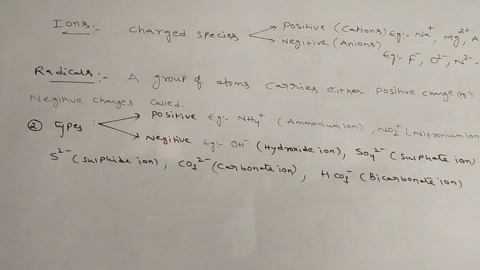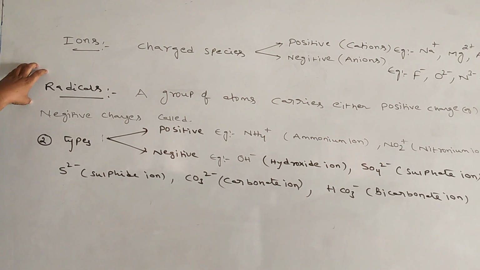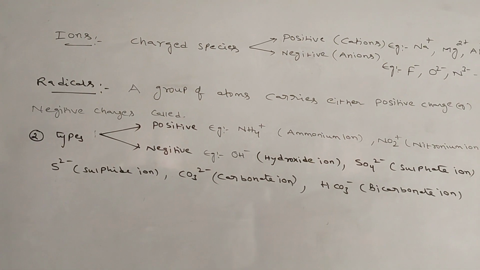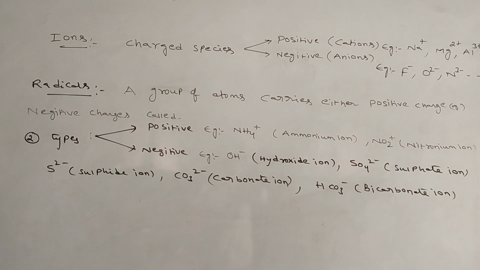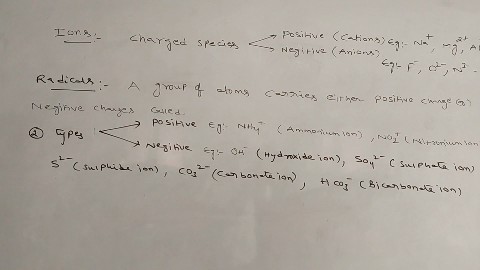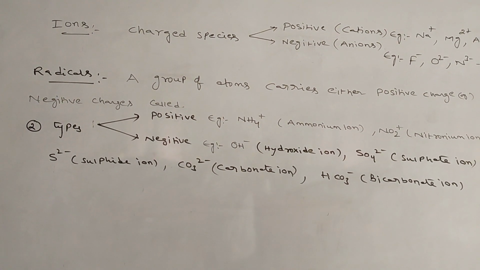What is the importance of ions and radicals? These are very important for writing the chemical formula of compounds. If you have an idea about ions and radicals, you can easily understand the chemical formulas of compounds. These are explained through the crisscross method.